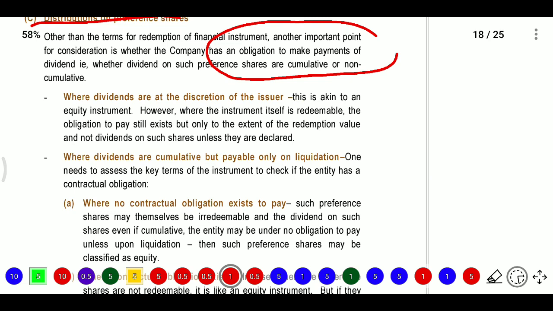discretion of the issuer. So here the issuer has discretion whether to pay the dividend or not, and when it is at the issuer's option, it will be an equity instrument. So the company may choose, so then it will become the equity instrument.